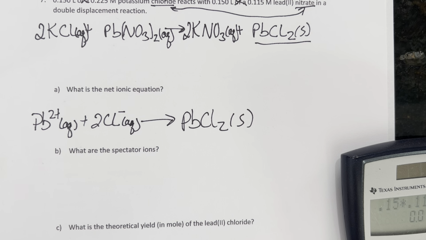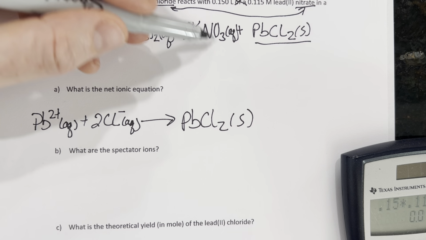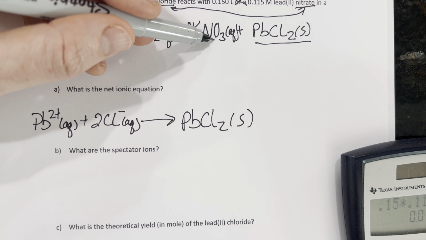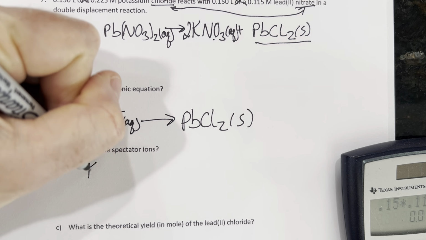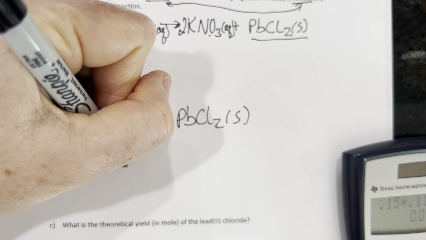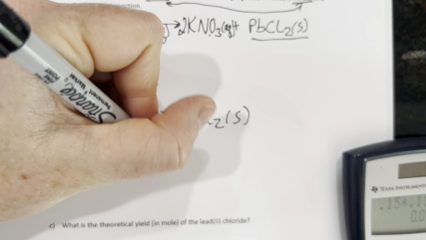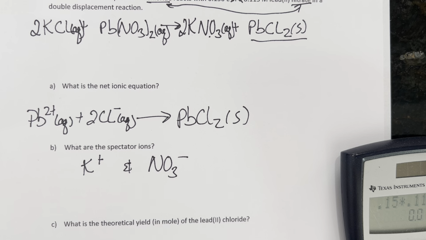The spectator ions are the other things that you didn't underline in this product over here. You had potassium and nitrate. Those guys didn't do anything, or gals. So we got potassium and nitrate.